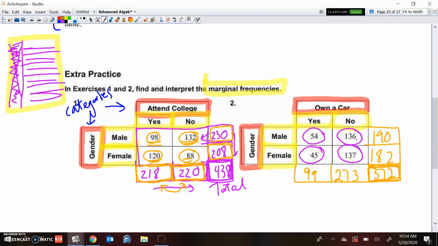Now let's interpret it. So we already said this is talking about people who own a car and whether they're male or female. So of the people interviewed, and I'm going to just point to them, there are 99 people total of the 372 people that were interviewed. There are 99 total that own a car. There are 273 that do not own a car. Okay, then if I take a look at this marginal frequency here, there's 190 of the people interviewed that were male, 182 of them were female. So out of 372, there's almost an even breakdown of male versus female, but there is definitely not an even breakdown in terms of how many of them own a car.